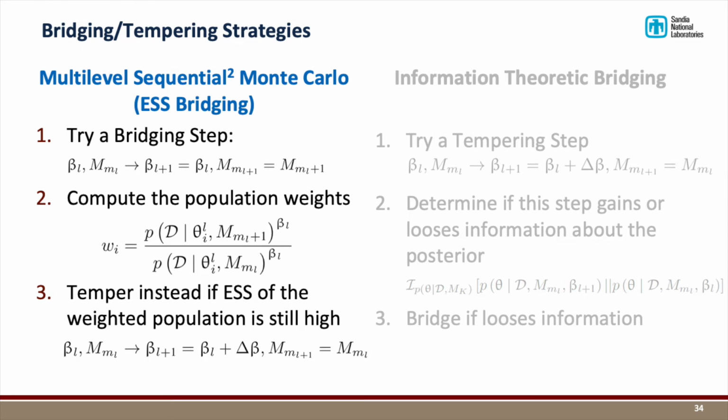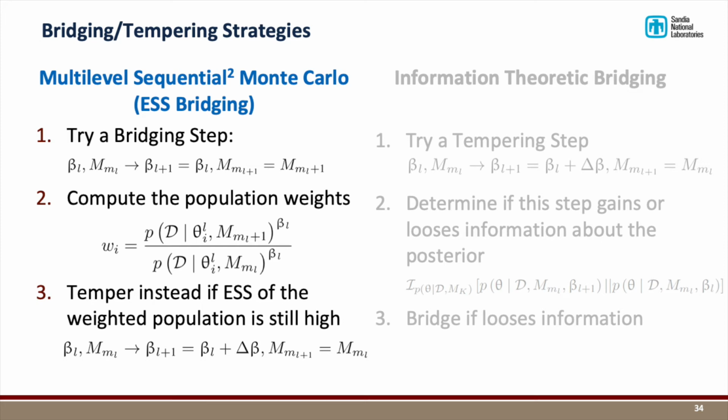So the ESS bridging was developed previously in Latz et al. Basically, it first begins with trying a bridging step where you keep the annealing factor the same for the next level, but you increase the model fidelity. Given this proposal, you then compute the population weights and determine how you would need to reweight your current sample population to map it to the intermediate level with the next higher model fidelity level.